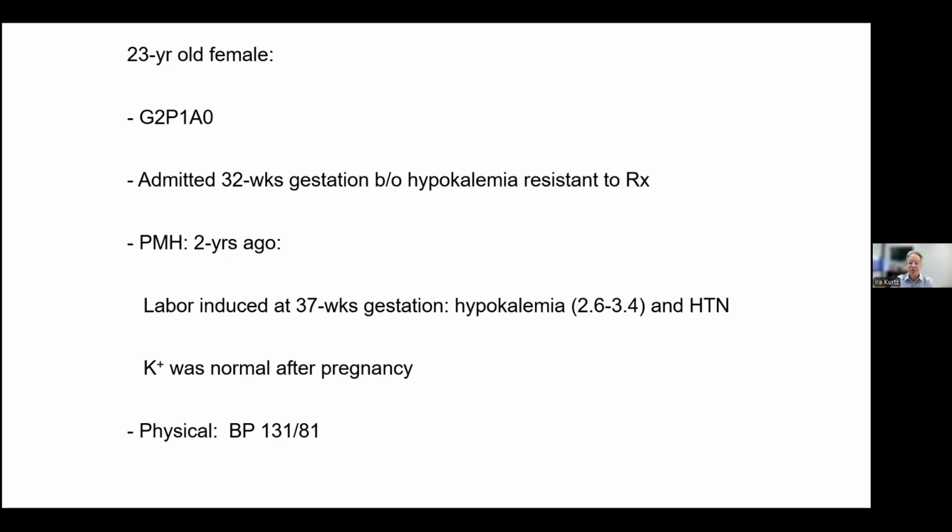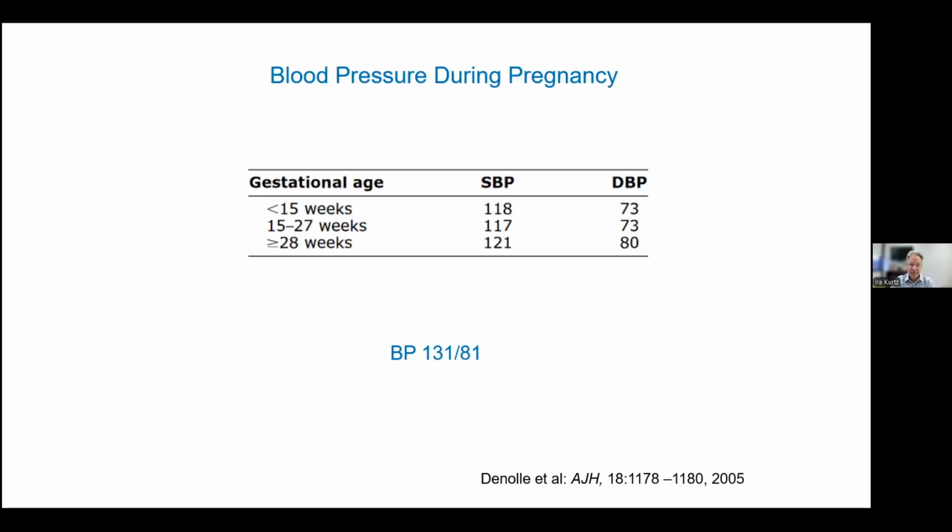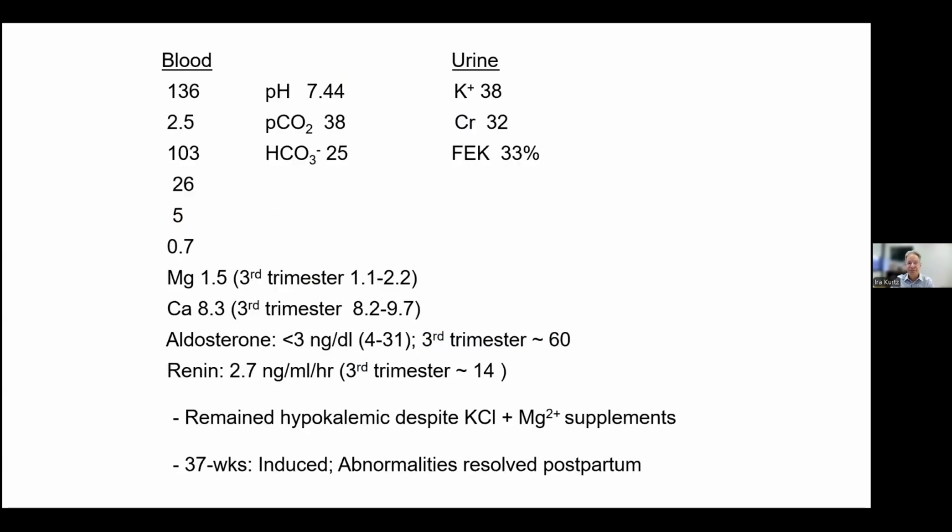And on physical, she was hypertensive. Now remember, in pregnancy, the blood pressure is normally what you see here. So even though you might think 131/81 is not so bad, it is quite high for a normal pregnant female. And these were the lab results.